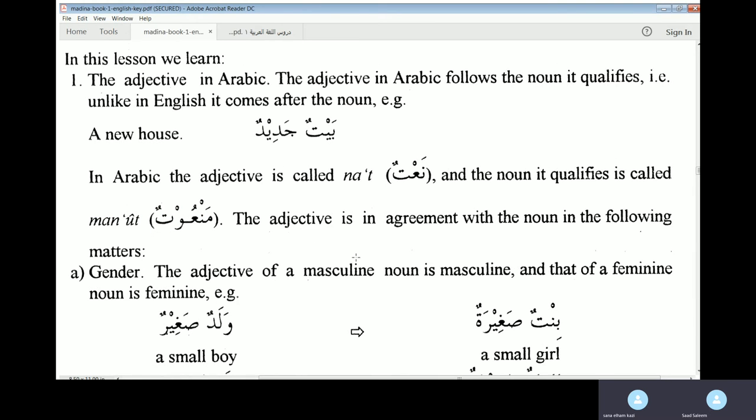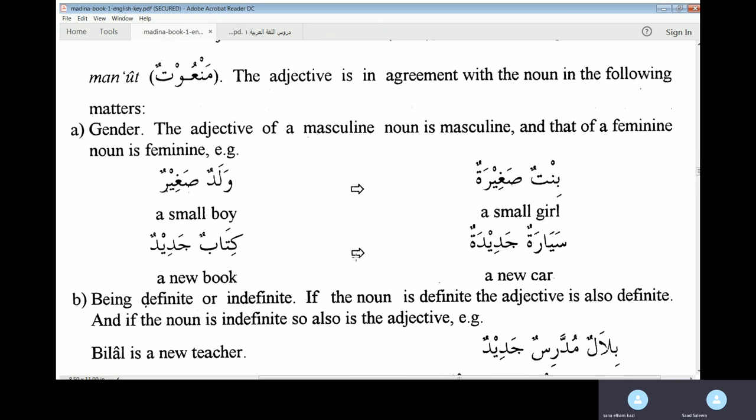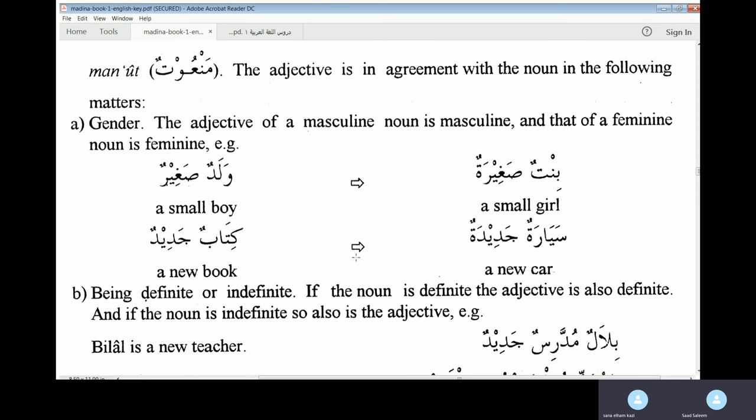Gender: the adjective of a masculine noun is masculine and that of a feminine noun is feminine. Example, baladun sagirun, a small boy. Bintun sagiratun, a small girl. Kitabun jadidun, a new book. Sayaratun jadidatun, a new car.